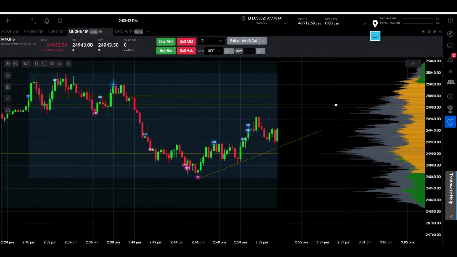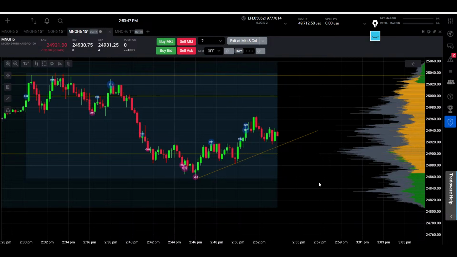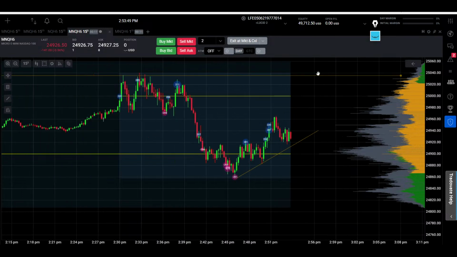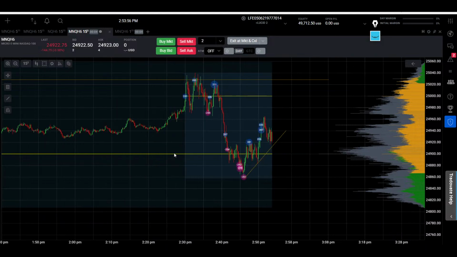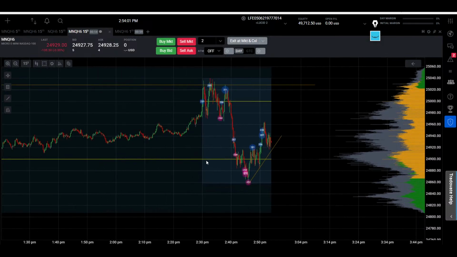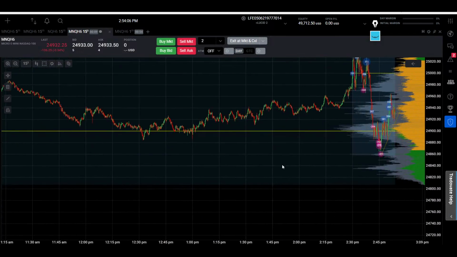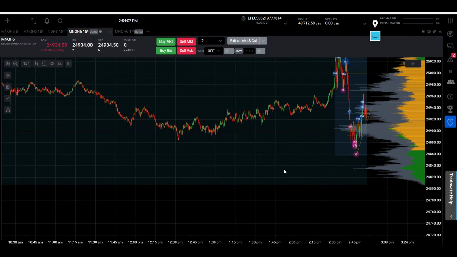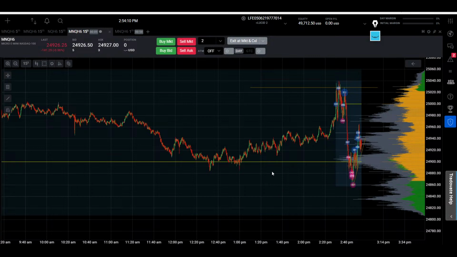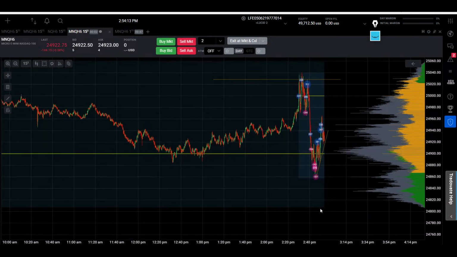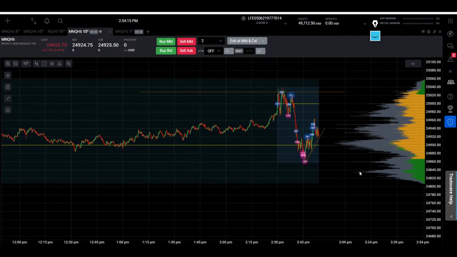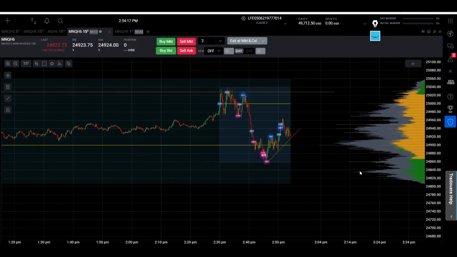What is this line? These lines appearing. So this is the value area high. And this is the value area low, as I understand, yeah? This one. Okay, I need to be very careful here.